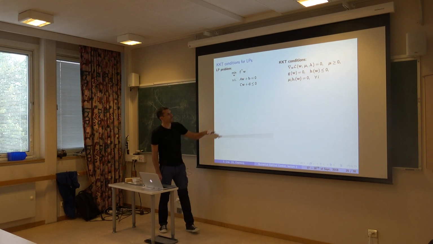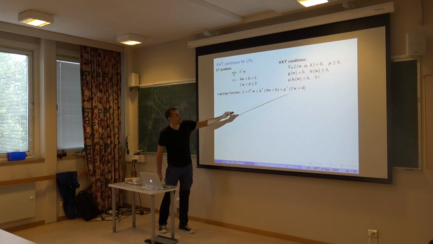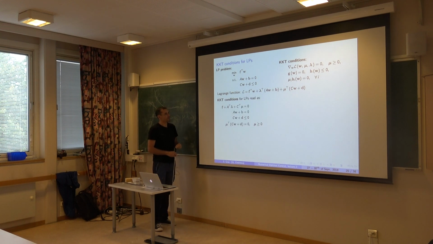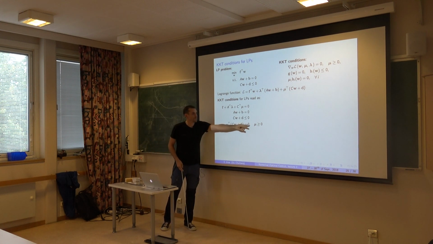So if you write these KKT conditions for your LP, that's your Lagrange function: cost, equality constraints, and inequality constraints. Your KKT conditions essentially read as linear algebraic equations with that one. You have here the complementary slackness conditions. They are not linear actually, because you have mu and w, and then you have some inequalities.